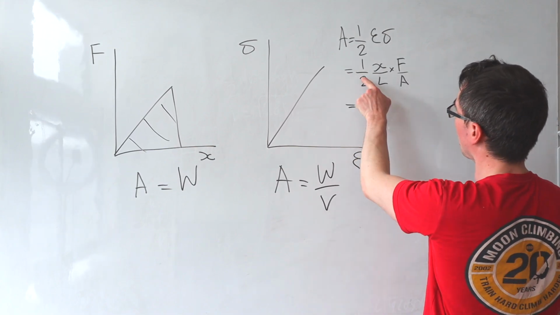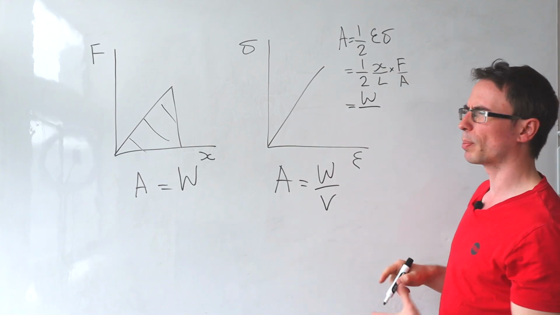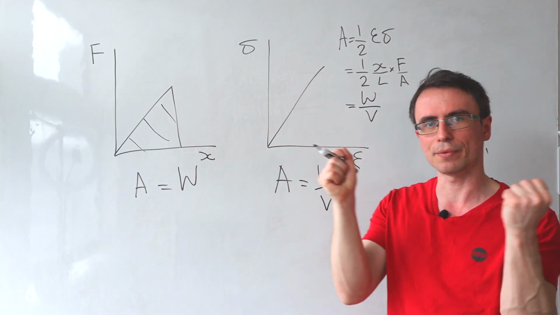Okay, well, a half Fx, this is just the work done. Length multiplied by the cross-sectional area, this is just the volume of whatever we're extending.